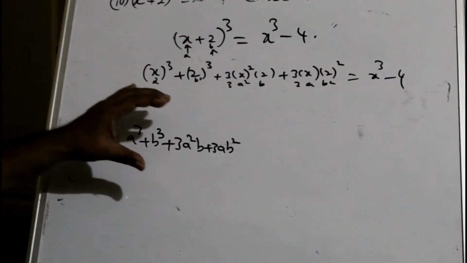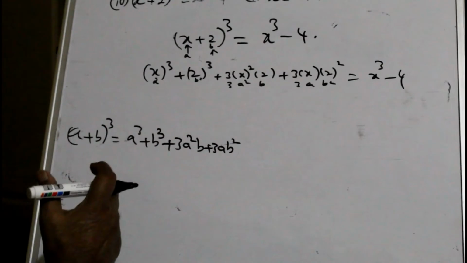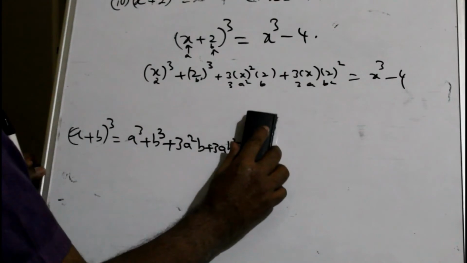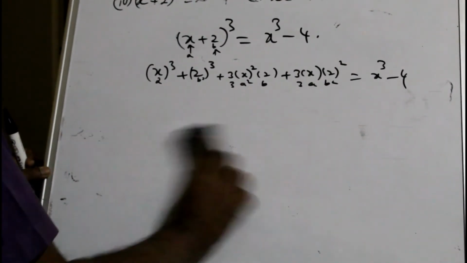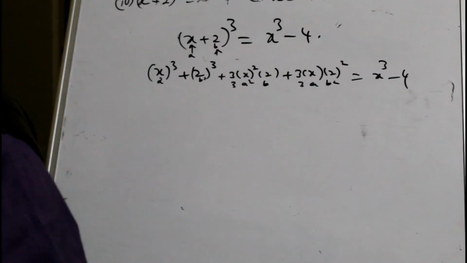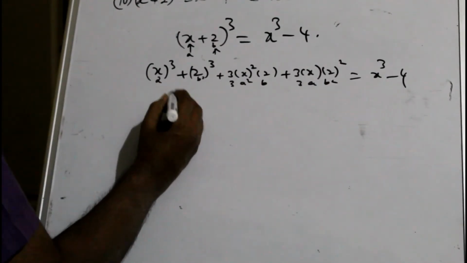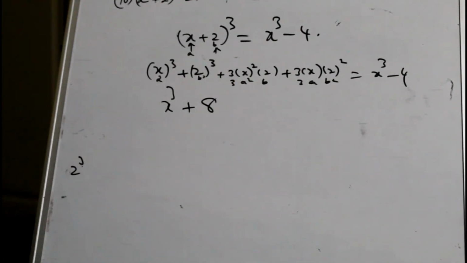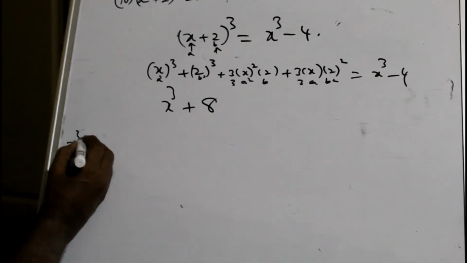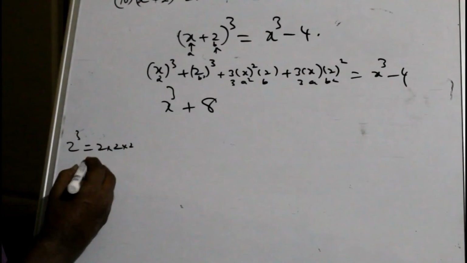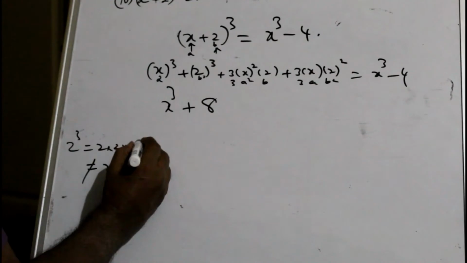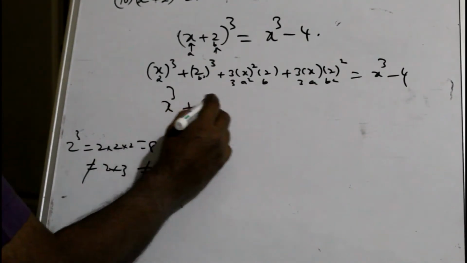If you want, you can write formulas on a separate page or a last page for reference. So this is a plus b the whole cube. Instead of a and b, there is x and 2. Now we expand it. After expanding, you remove the brackets. X the whole cube is nothing but x cube. 2 cube is nothing but 8. Look here, 2 cube is nothing but 2 into 2 into 2, 3 times. So 2 cube is equal to 2 into 2 into 2, not 2 into 3. So 2 cube is 8, not equal to 6.